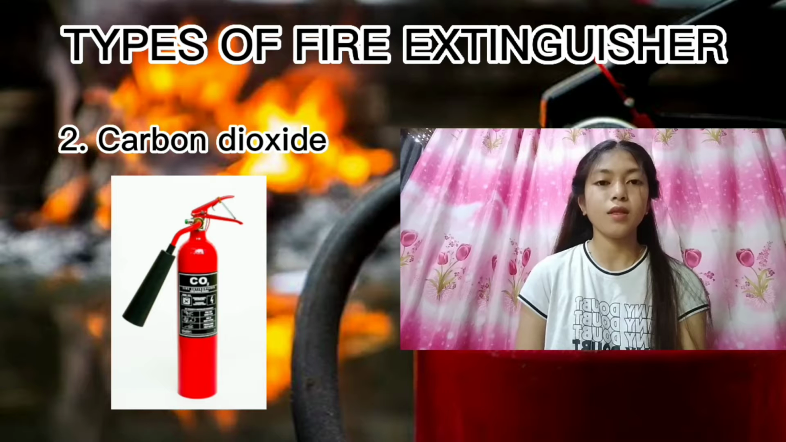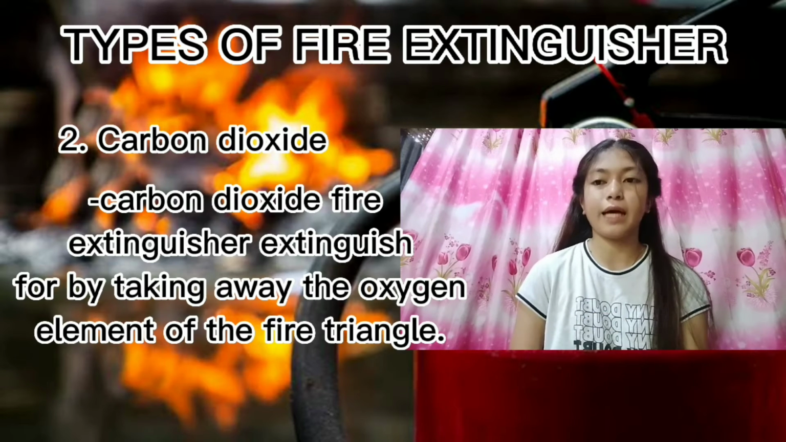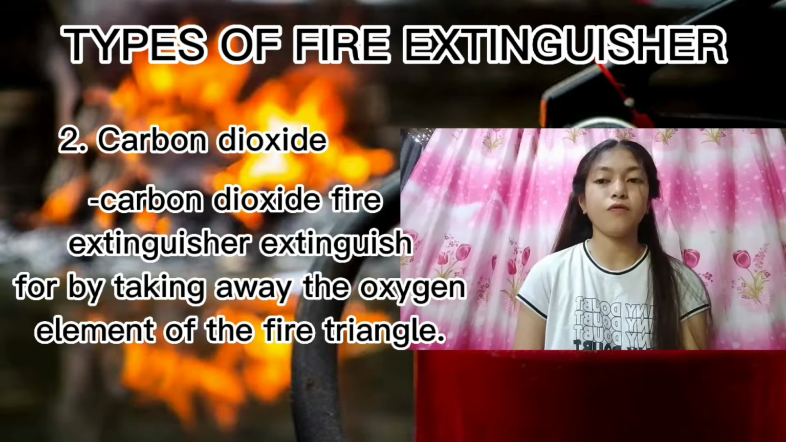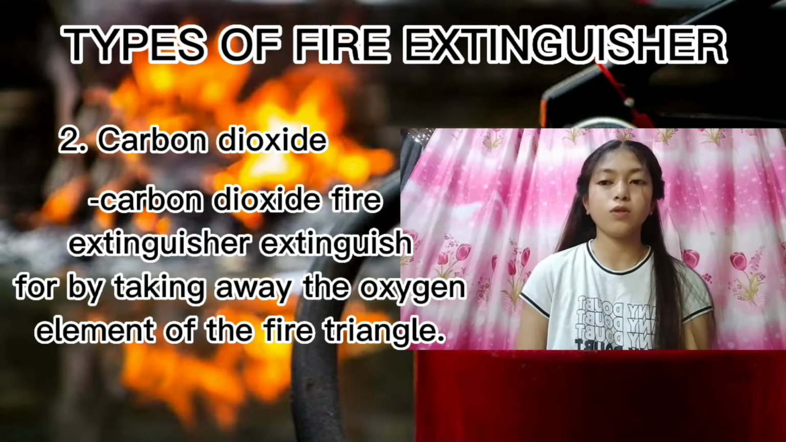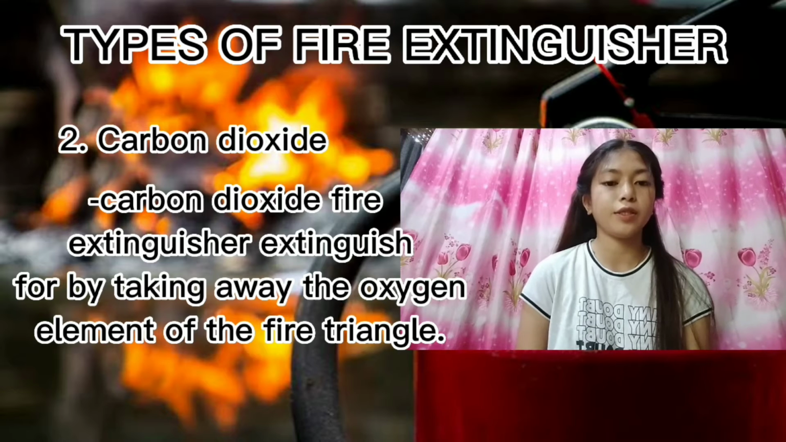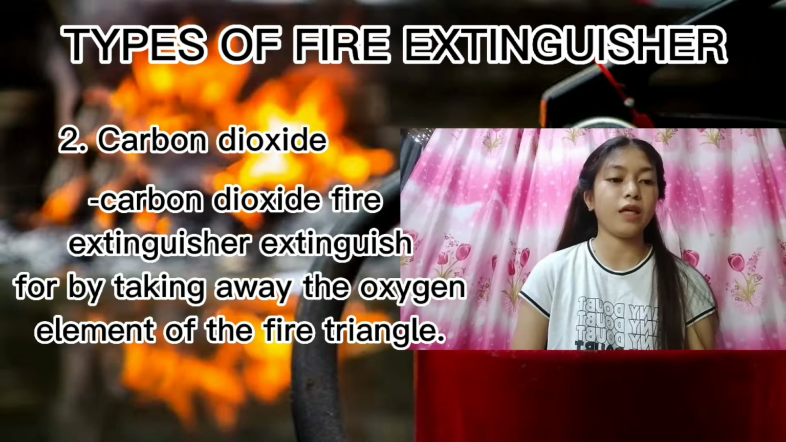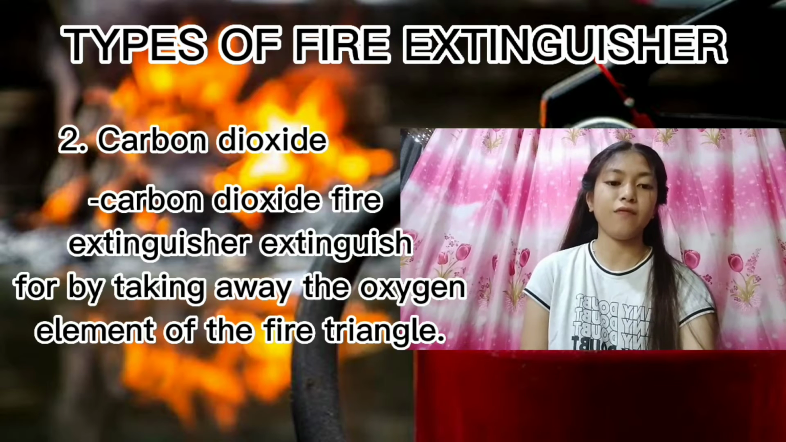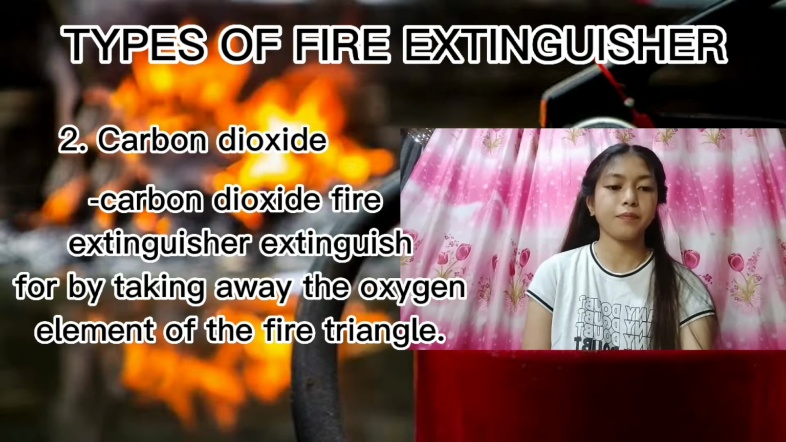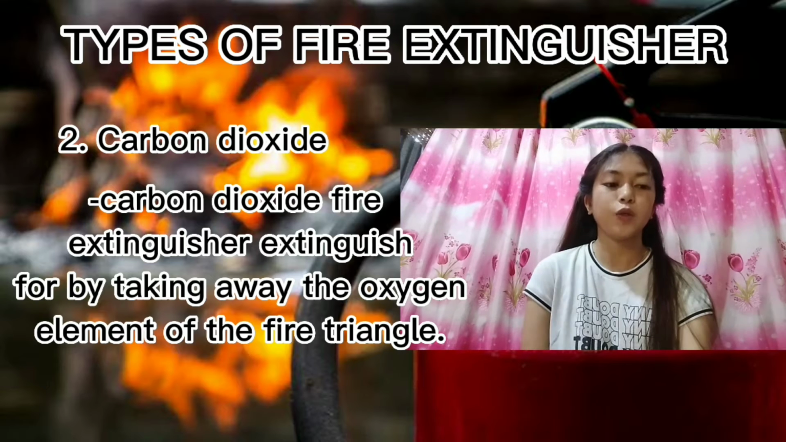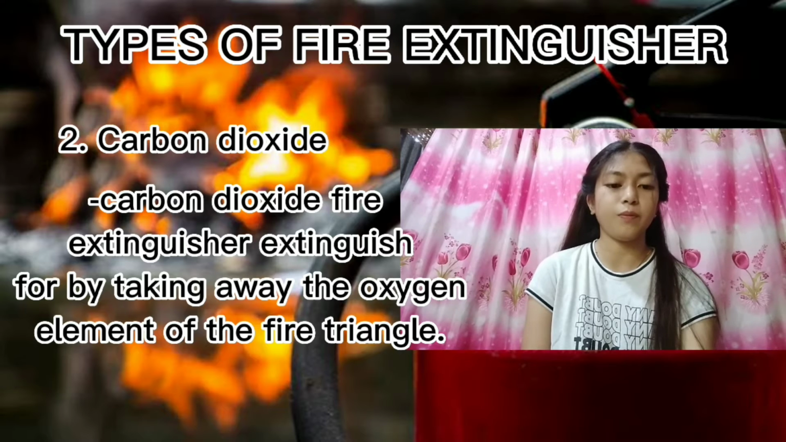Number 2, carbon dioxide. Carbon dioxide fire extinguishers extinguish fire by taking away the oxygen element of the fire triangle and also by removing the heat with a very cold discharge. Class B is created through the presence of flammable liquids that burn at room temperature, and combustible liquids that require heat to ignite. Class C involves the presence of electricity. This type of fire could be extinguished by cooling the fuel to a temperature that is below the ignition temperature.